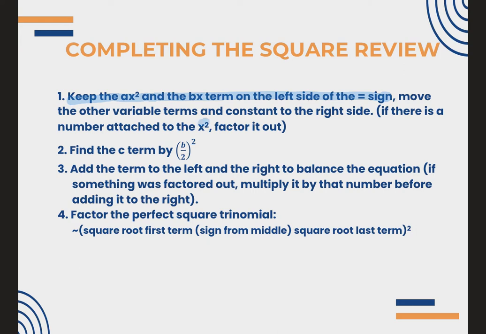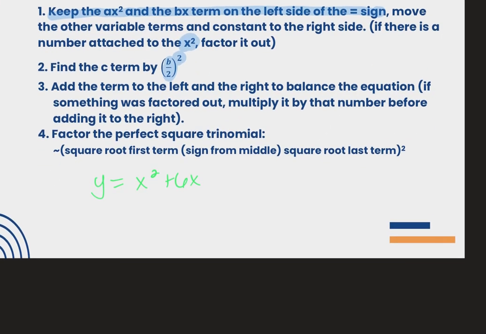If there's something attached to this squared term, we have to take it out. Then we find the correct c term by taking the middle term, dividing it by 2, and squaring it. We add it to the left, and we're going to add it to the right. So that changed a little bit from when we did it with quadratics, because we kept it on the same side. So if you remember when we did quadratics, it would have said like y equals x squared plus 6x. And we wanted to keep everything on the other side. We kept y on the side by itself.